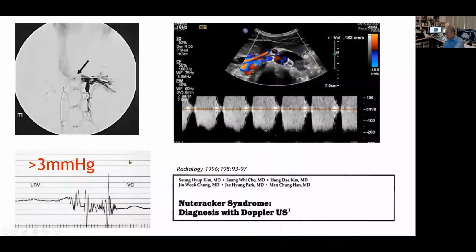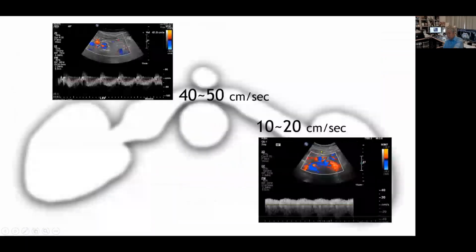I had a special interest in the Doppler ultrasound diagnosis of the Nutcracker syndrome, and this is an article I published in 1996 in Radiology. Normally, there is a subtle compression and narrowing of the left renal vein between the abdominal aorta and superior mesenteric artery. And the normal peak flow velocity of the aorta mesenteric left renal vein is 40 to 50 centimeters per second, which is slightly higher than that of the hilar left renal vein, which is 10 to 20 centimeters per second.